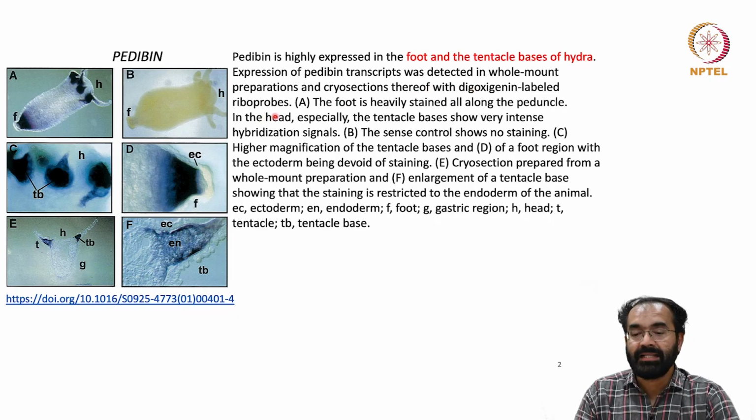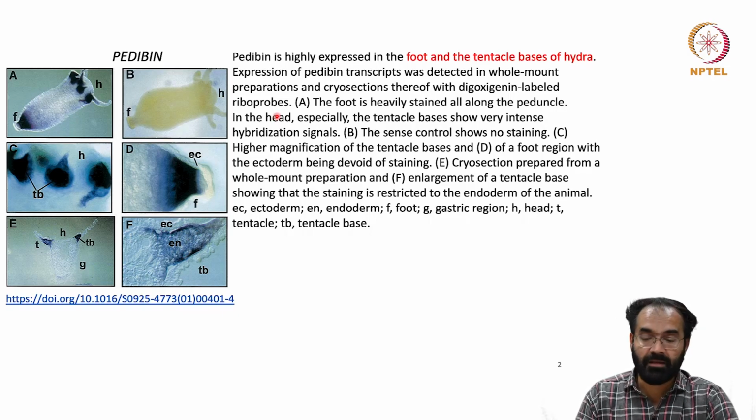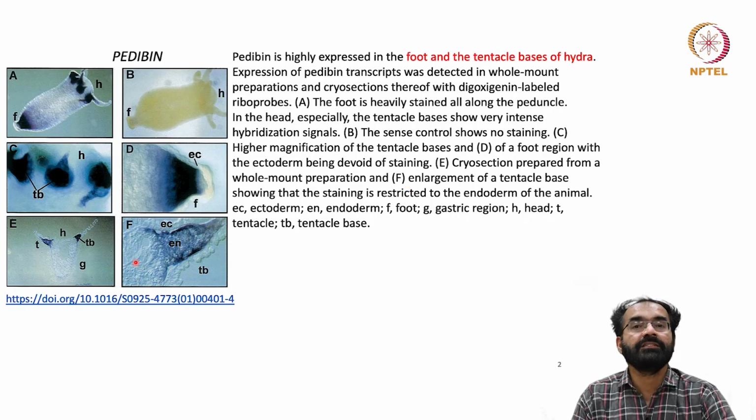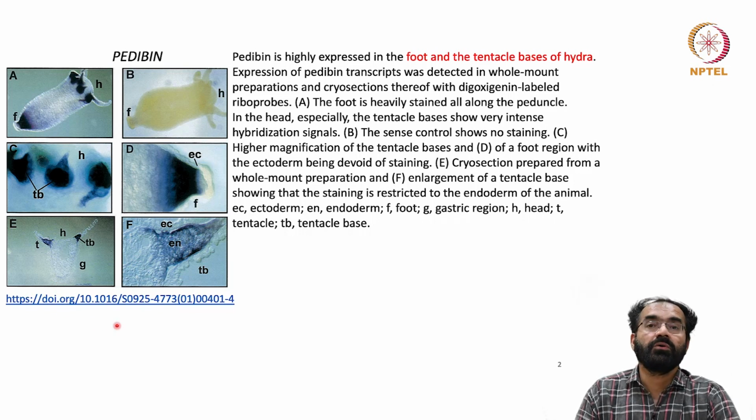Riboprobes means RNA probes. Because riboprobes will be the antisense probe, they will go and bind to the sense RNA, and later you can detect this digoxygenin using the antibody, and the antibodies will have alkaline phosphatase enzyme. Once you put the substrate for this alkaline phosphatase, you will end up getting a proper signal that will appear. So the foot, as you can see here, has got a heavy signal, and also the base of the tentacles, you can see the signal, and the bottom panel is on cryosections. Those who want to know more detail, you can see this DOI URL given.